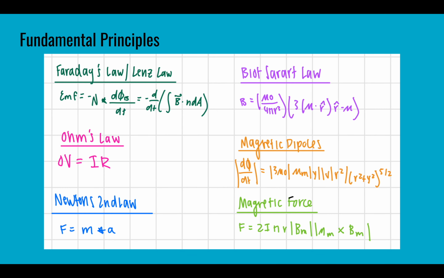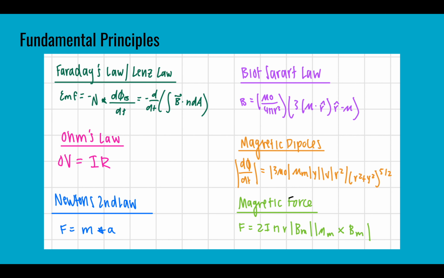Our fundamental principles for this lab will involve Faraday's Law, Ohm's Law, Newton's second law, the Biot-Savart law, magnetic dipoles, and magnetic force. The experiment of a magnet falling through a conductive tube involves the interplay of several physics principles. For Faraday's and Lenz's law, the change in magnetic flux will induce a current in the conductor, and Lenz's law dictates that these currents produce a magnetic field which will oppose the motion of the magnet.